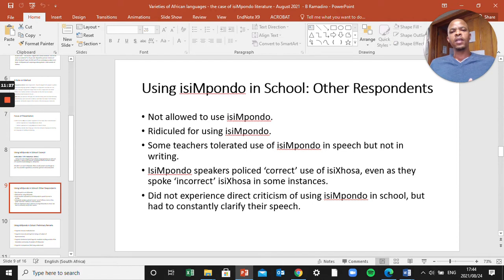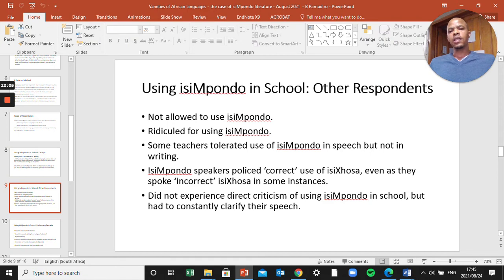Okay, and some of the other responses from the other respondents, which we've summarized, included the following. We were not allowed to use isiMpondo. We were ridiculed for using isiMpondo. Some teachers tolerated use of isiMpondo in speech, but not in writing. And of course, this I have also found to be the case in relation to other varieties, like smaller varieties of African languages, in cases like Sesotho or isiZulu as well.